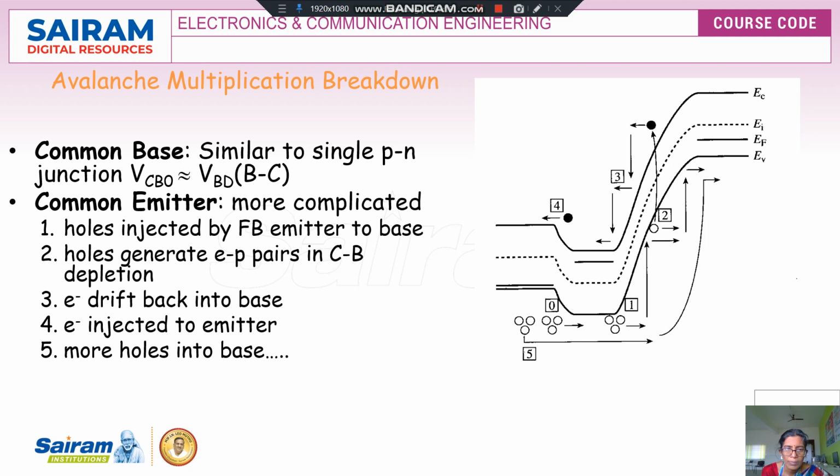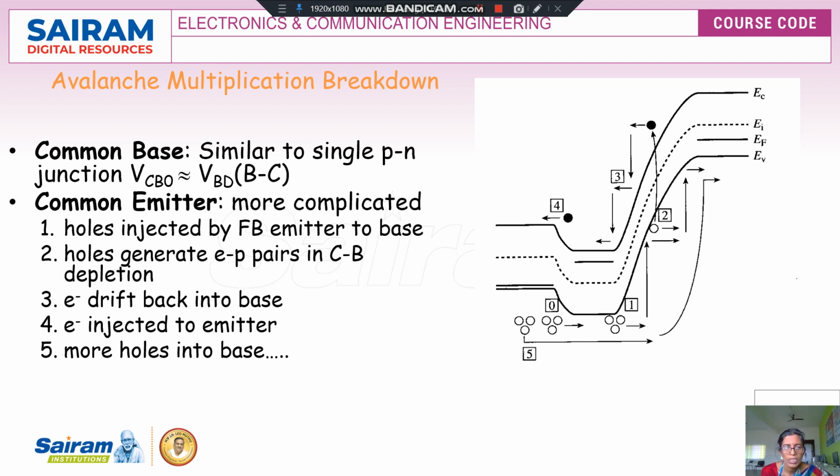But in a common emitter, it is more complicated, because the holes injected by the forward biased emitter to base junction will generate an electron hole pair in the collector base depletion region. So the electrons will drift back into the base, and the holes generated will be injected back into the emitter, and this will generate more holes into the base.